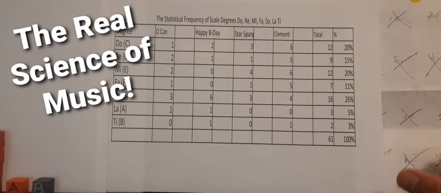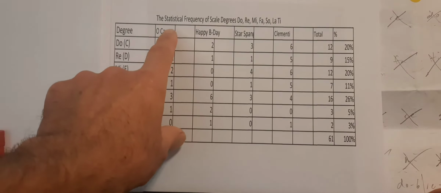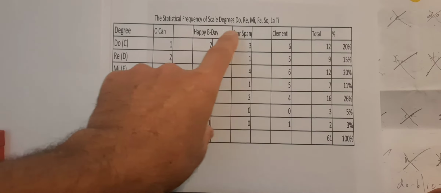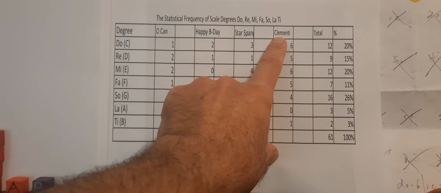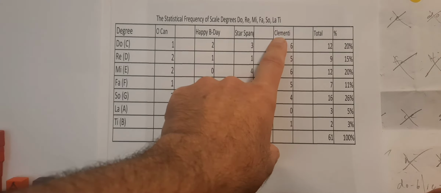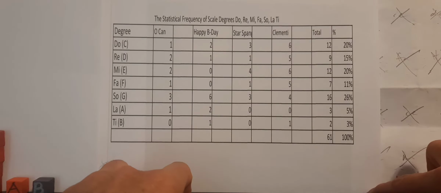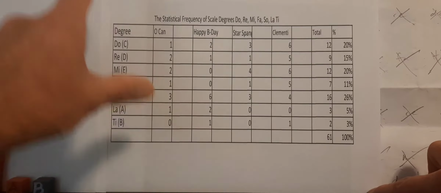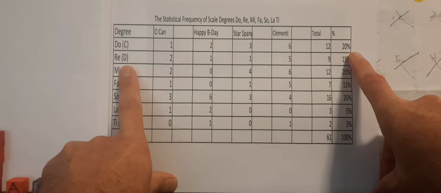So what I've done was I've calculated the frequency of each note based on 4 melodies. You can see my research over here on the right. I took 4 melodies: O Canada, Happy Birthday, Star Spangled Banner, and the 4th movement of Clementi's Opus 36, number 1, last movement of the Sonatina. And what I actually did for these melodies was I counted the frequency of each note. I just thought of everything in C major, and I calculated the percentage.